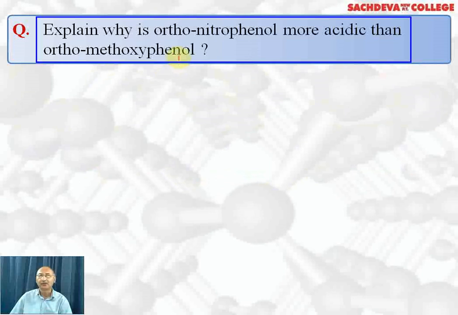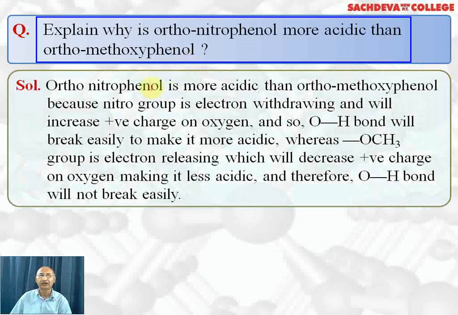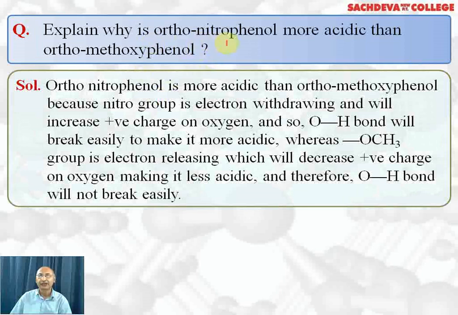Next, explain why ortho-nitrophenol is more acidic than ortho-methoxyphenol. The nitro group is an electron withdrawing group, so it will increase the acidic character of phenol by stabilizing the ortho-nitrophenoxide ion, which is stabilized by resonance. The methoxy group is an electron releasing group, so it will decrease the stability of the methoxyphenoxide ion by increasing negative charge. That is the reason that ortho-nitrophenol is more acidic than ortho-methoxyphenol.